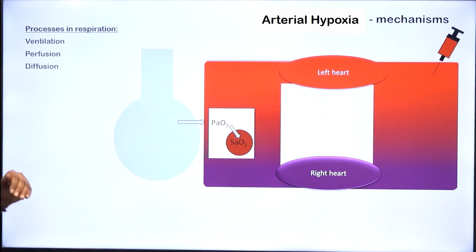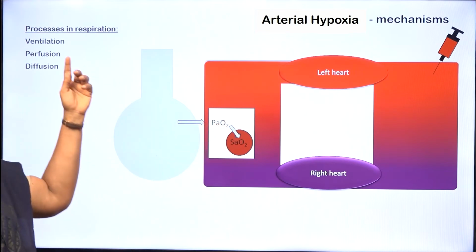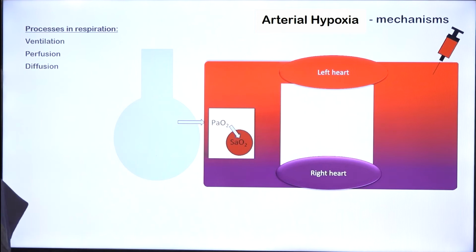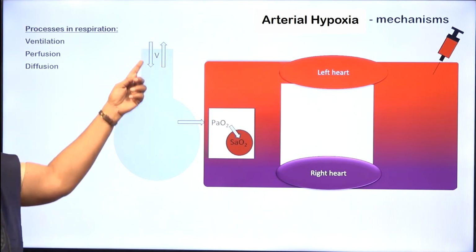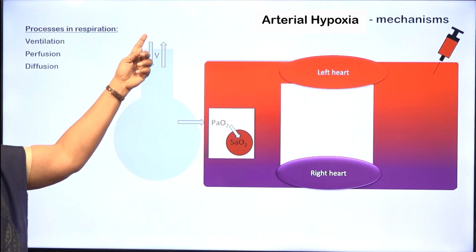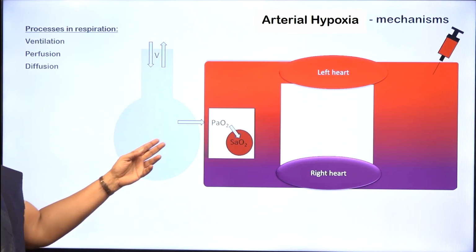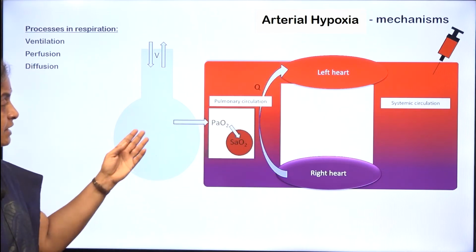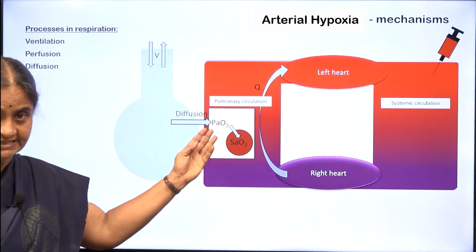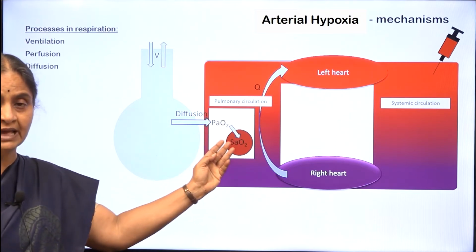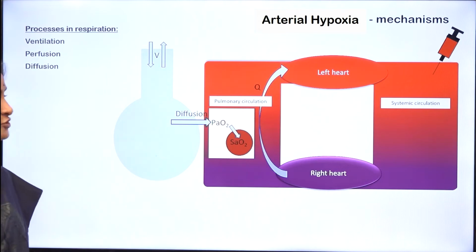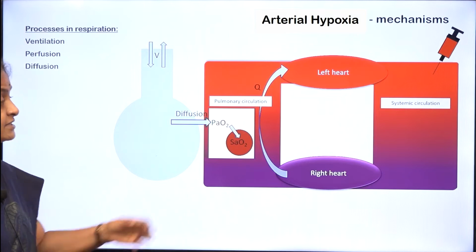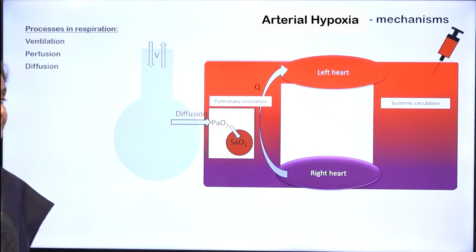And we will ask the question, if arterial hypoxia occurs due to a ventilation defect or a perfusion defect or a diffusion defect. Ventilation is the process of inhalation and exhalation, moving air into and out of the lungs. Perfusion is the process by which blood moves through the lungs, and diffusion is a process of actual gas exchange, oxygen movement from alveolus to the blood. Which of these processes can get impaired and result in a hypoxic state is the question.